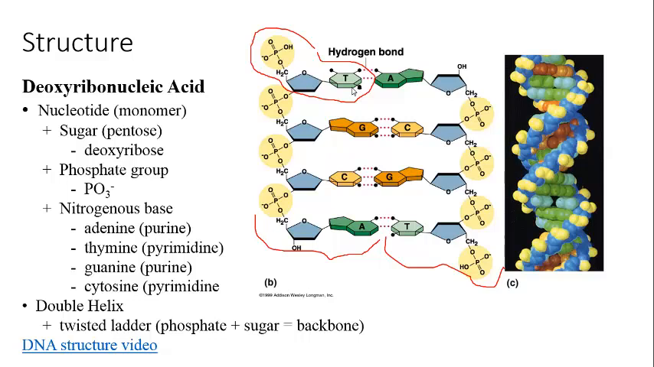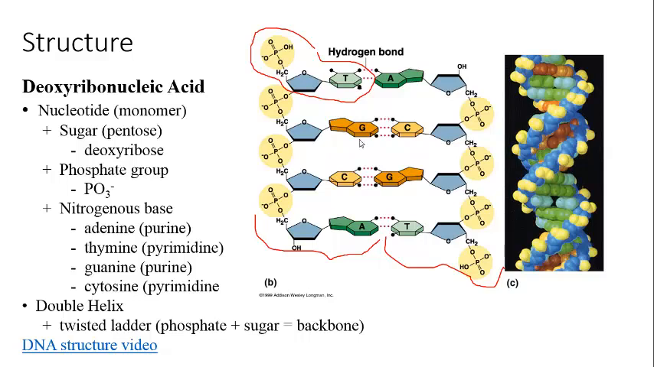There are 4 different nitrogenous bases that can make up DNA, so there are 4 different types of nucleotides. You have a nucleotide that has a T, that stands for thymine. You have a nucleotide that has an A, that has adenine. You have a nucleotide that has a G for guanine, and you have a nucleotide that has a C for cytosine. If you look, A and G are both purines. Purines have a double ring structure. C and T are both pyrimidines. They have a single ring structure.